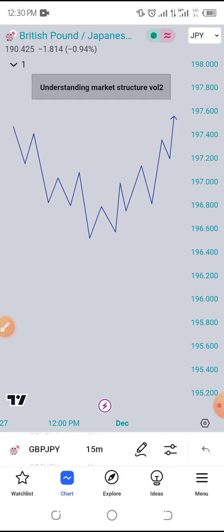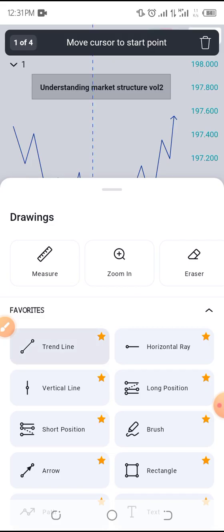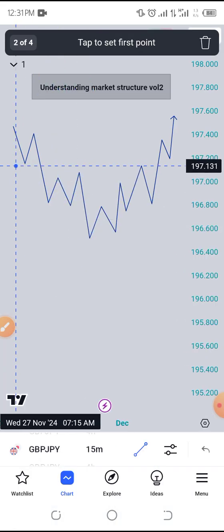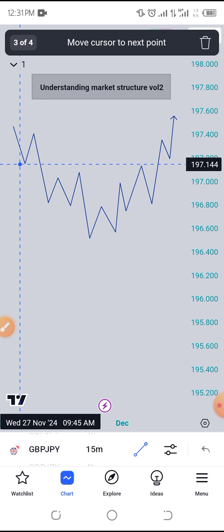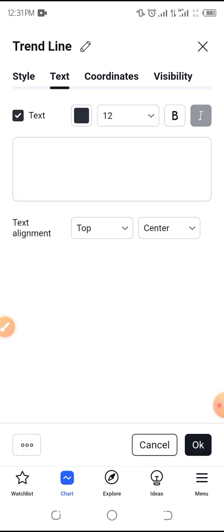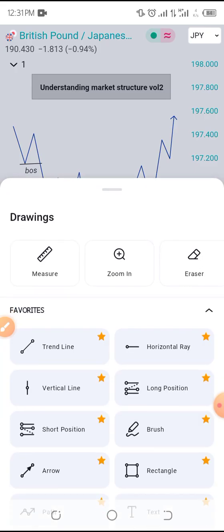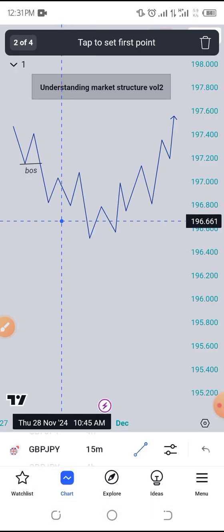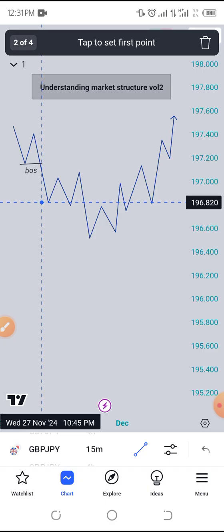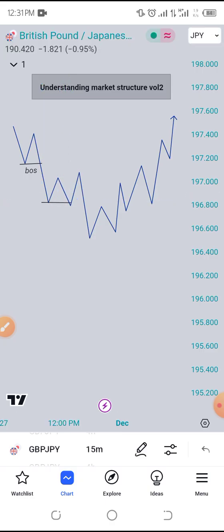Now in this diagram that you see right here, let's identify our breaks of structure first so that it will be easy for you to understand. This was our break of structure to the downside when we were initially in the downtrend. Remember, if you've not watched the video, go back to my previous video, understanding market structure volume 1. Right here, this was another break of structure to the downside.